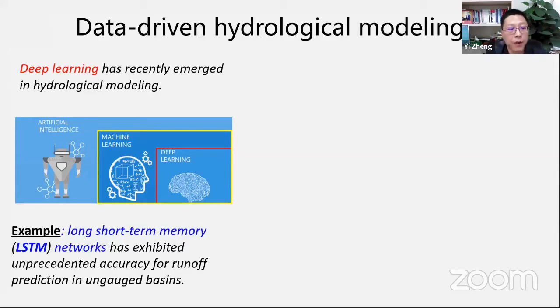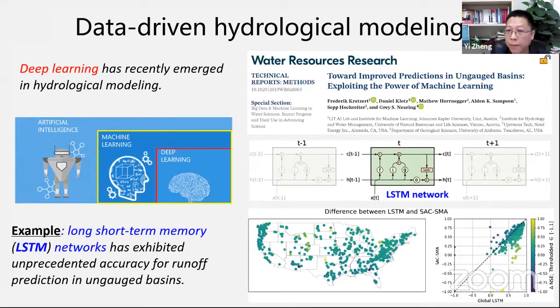So deep learning has recently emerged in hydrological modeling because it has been so successful in many different areas in recent years. As we can see from this figure, deep learning is actually a part of machine learning, and represents the hotspot in artificial intelligence. In hydrology, for example, long short-term memory (LSTM) networks have exhibited unprecedented accuracy for runoff prediction in ungauged basins. LSTM is a very common deep learning architecture. Here, I just gave you an example. It's a paper published last year about the performance of LSTM networks in rainfall runoff modeling, published in Water Resources Research.